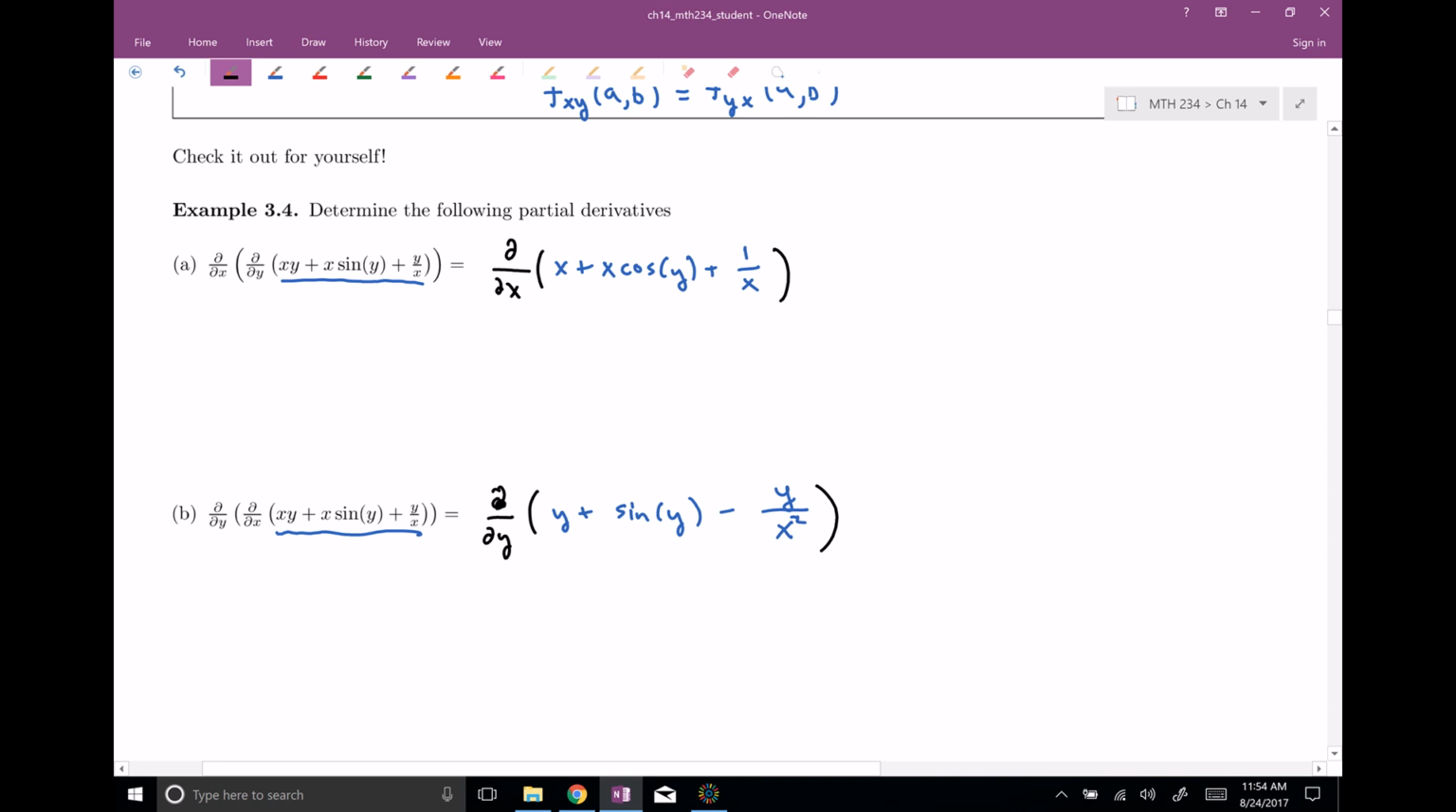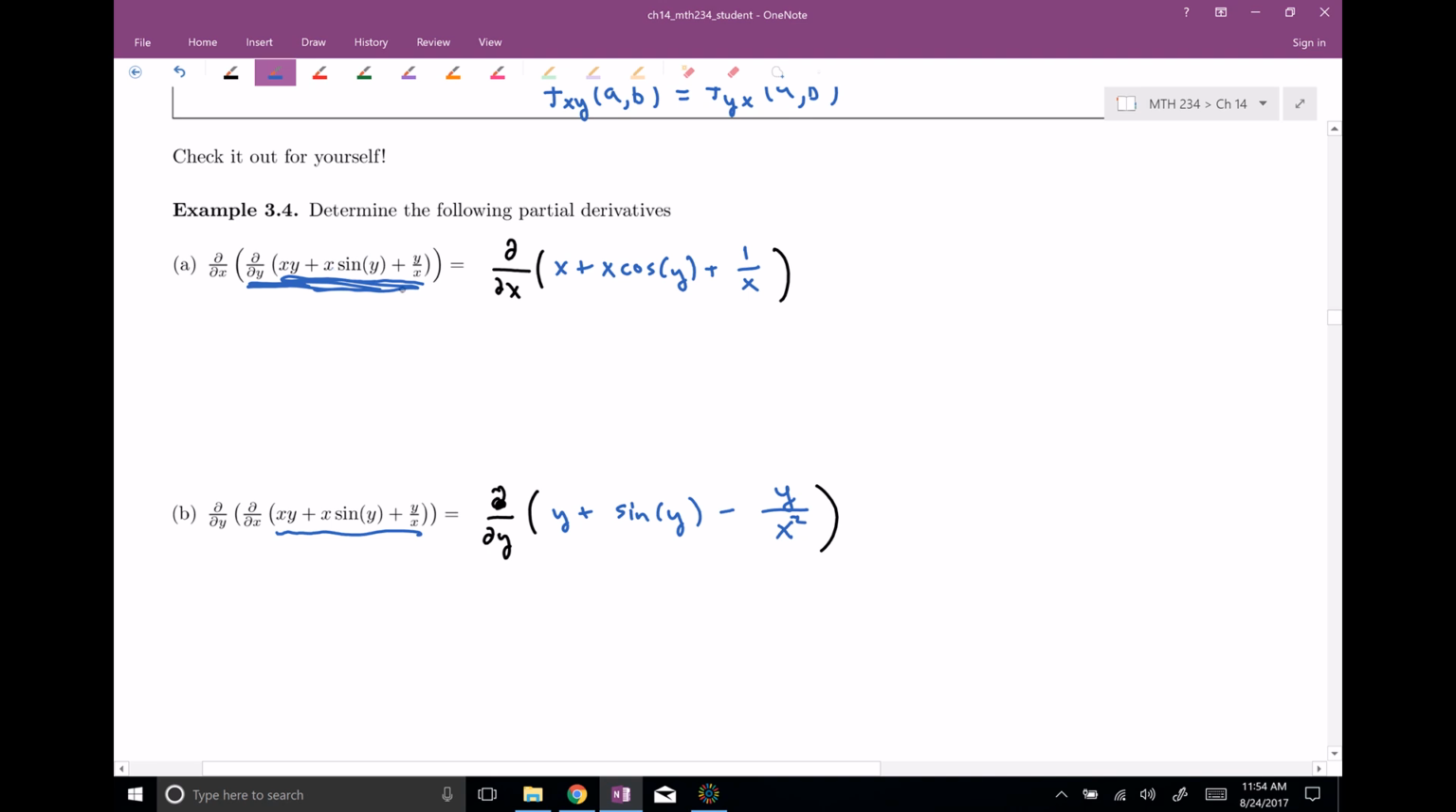All right, so this is what I have so far. I haven't evaluated it entirely yet, but I did the first partial derivative, in this case with respect to y. When I took the derivative of xy with respect to y, the y goes away, and you just have x.